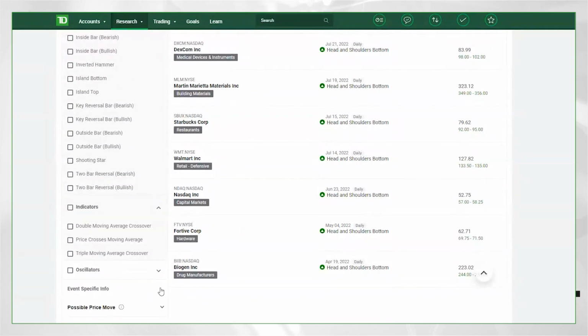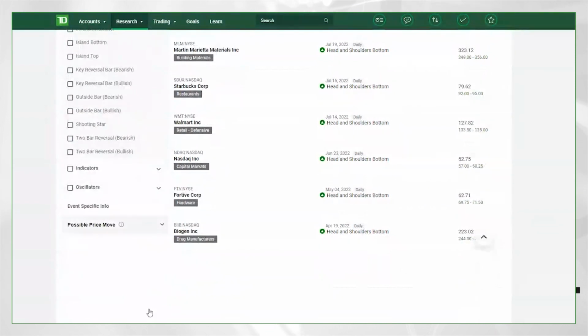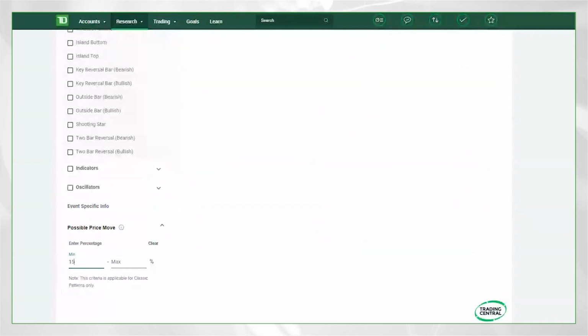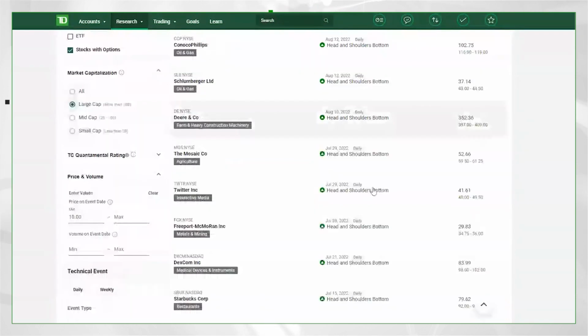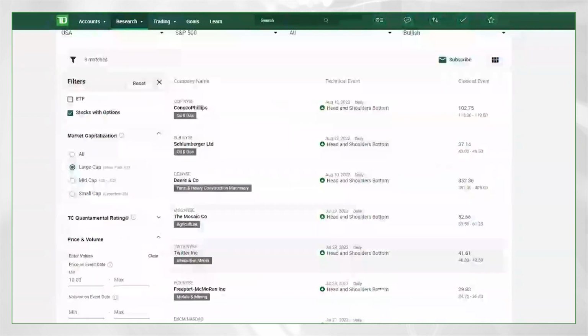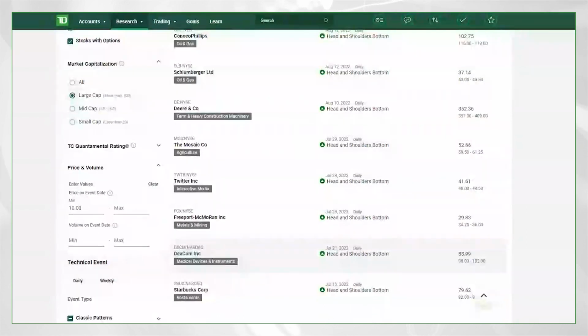You can jump into indicators, and indicators are really nice for helping develop, identifying trends in the marketplace, either bullish or bearish or neutral. You can do moving average crossovers, and then you can also put in a price move. So maybe I only want stocks that have a minimum upside of 15%, and I could click on that and hit enter, and then you're going to get the results to come right down. But now you're fine tuning the screen, finding some interesting criteria.